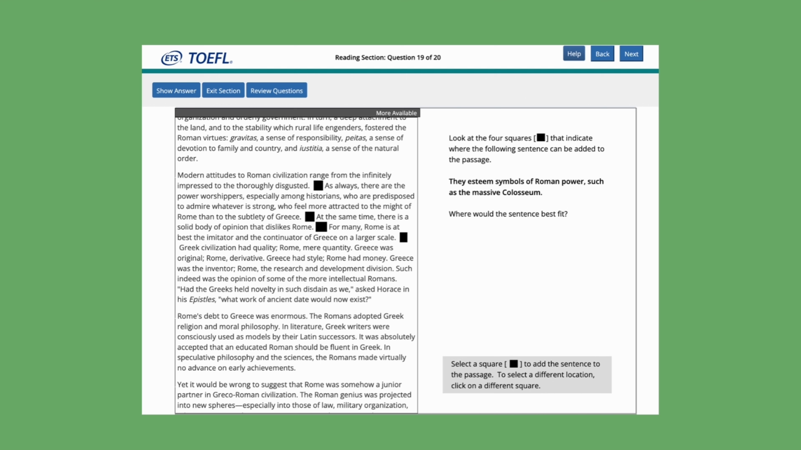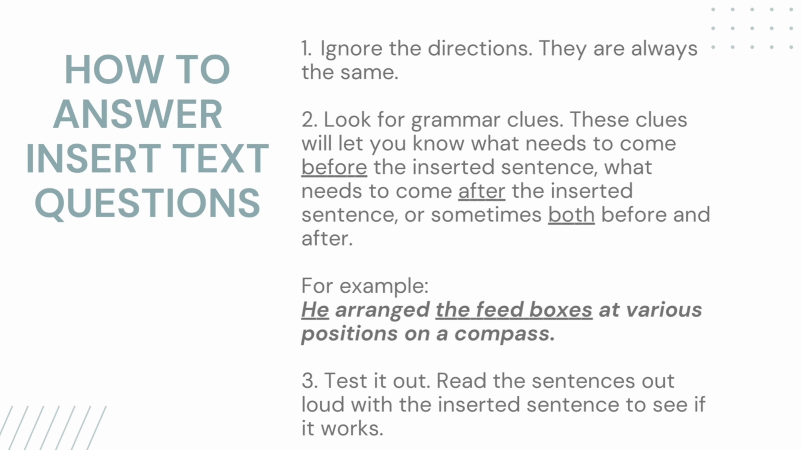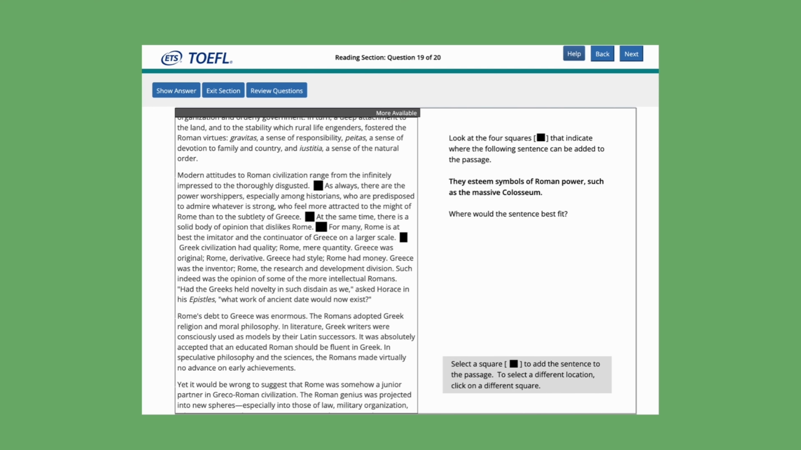It's nice when you do it on the computer, like the real TOEFL iBT, because you can actually click each option and see the sentence appear in that place. So it's a little bit easier to do it that way than to do it on a piece of paper. How to answer insert text questions. Again, ignore the directions. They are always the same. Let's click back and look at those. It says, look at the 4 squares, and then where would the sentence best fit?